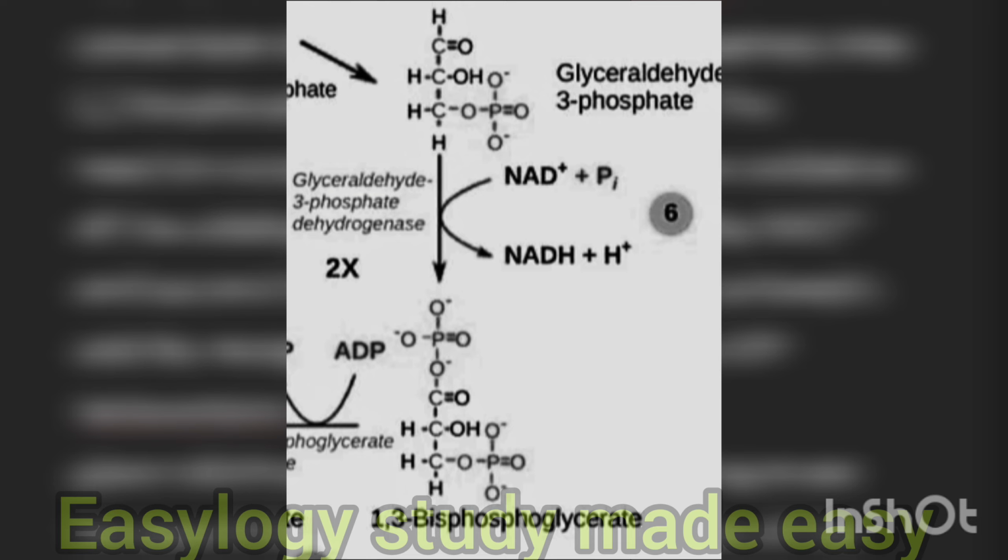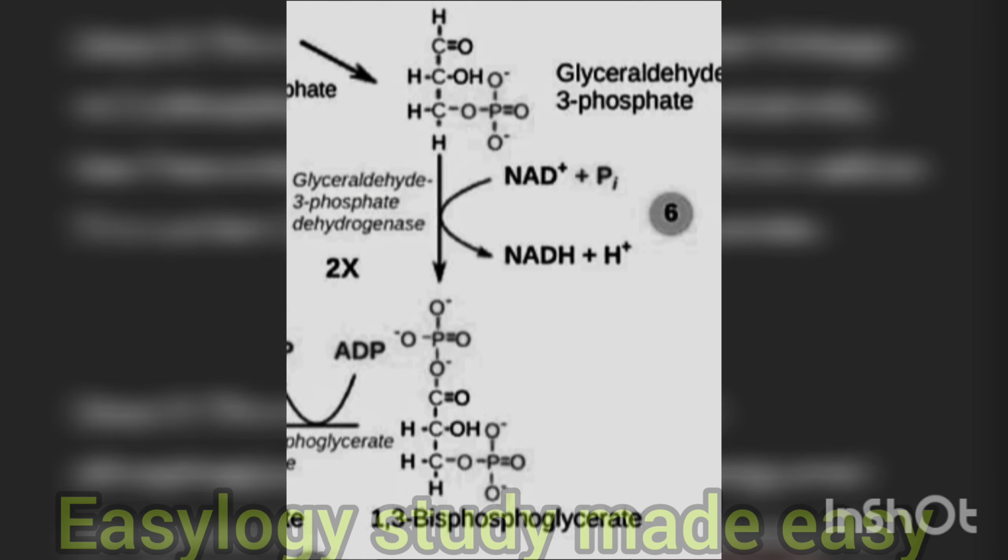In substrate-level phosphorylation, synthesis of ATP or GTP occurs by direct transfer from a high-energy substrate to ADP or GDP. Formation of ATP from ADP by direct transfer of a phosphoryl group from a high-energy compound is termed substrate-level phosphorylation.